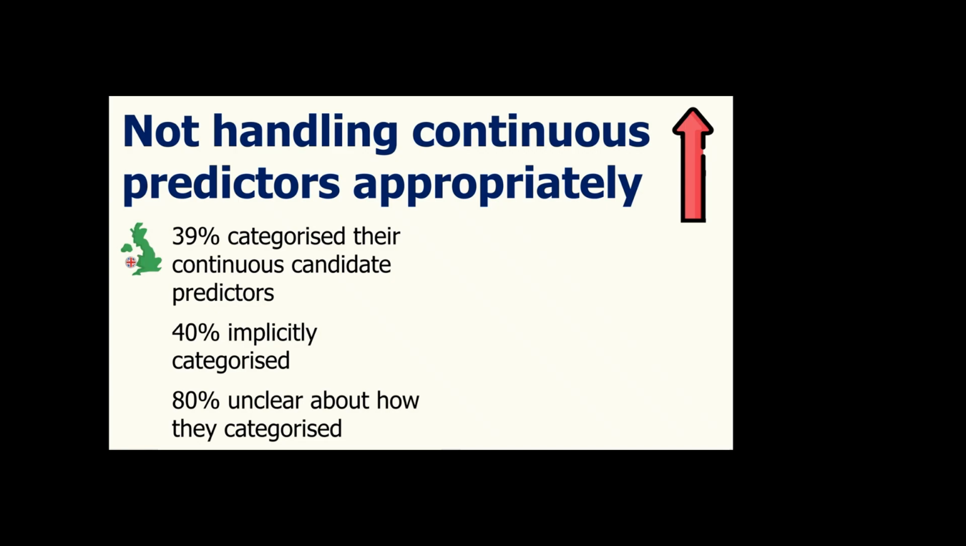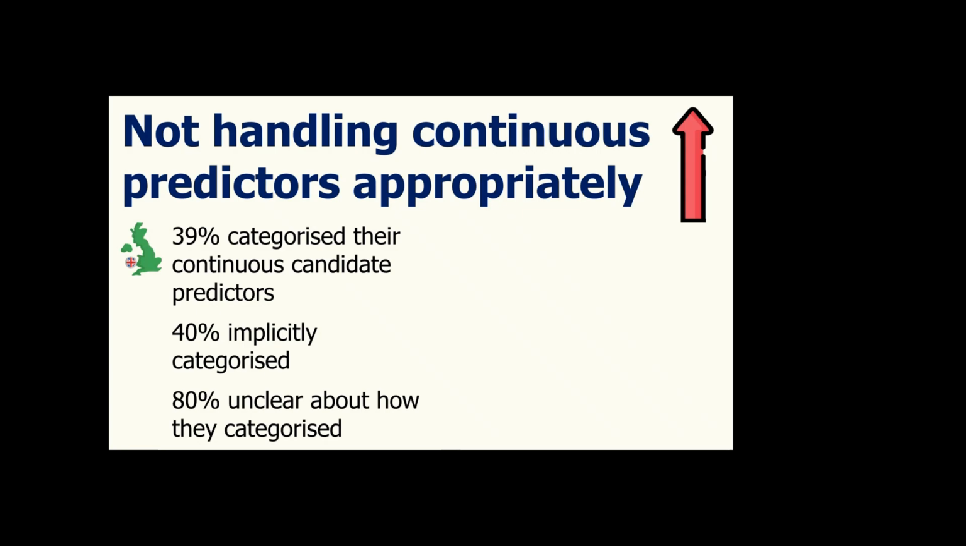We tried to decipher that a little bit in that we accounted for those methods, which will naturally be categorizing their predictors. And we also looked at how many studies categorized their predictors before anything was modeled. So outside of that, it was more of an explicit categorization, and that's what we found here: 39% categorized their continuous predictors before any modeling was done.